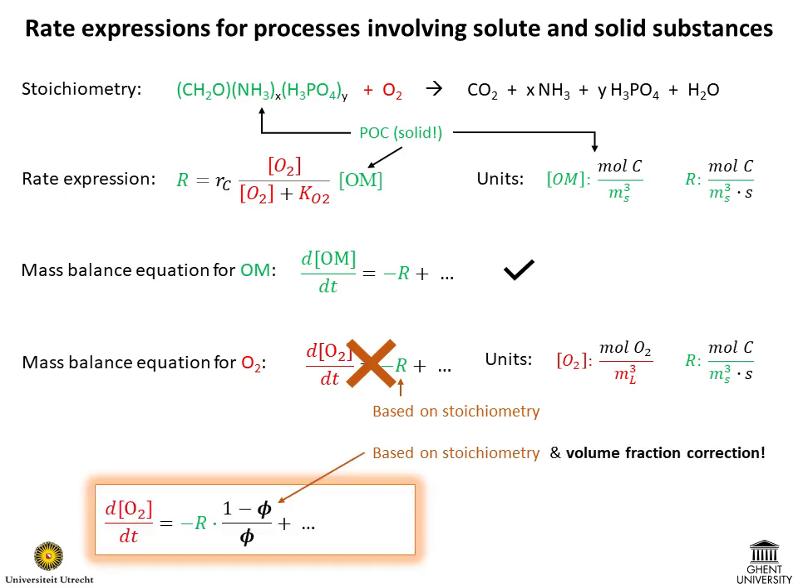Because the rate is per cubic meter of solid, we must multiply it with 1 minus porosity and divide it by porosity, as shown in the orange box. Only then will we obtain the correct expression for the rate at which dissolved oxygen is removed. This can be again verified by carefully checking the units. We recommend that you pause the video now and really digest this result.